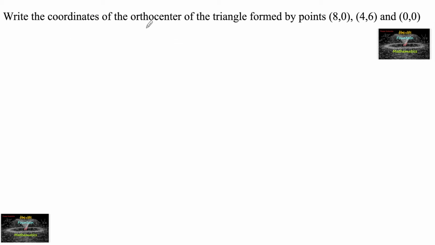Write the coordinates of the orthocenter of the triangle formed by points (8, 0), (4, 6) and (0, 0). Let us consider the points to be A (8, 0), B (4, 6) and say origin (0, 0). And now let's check whether this triangle is a right angle triangle or not first.